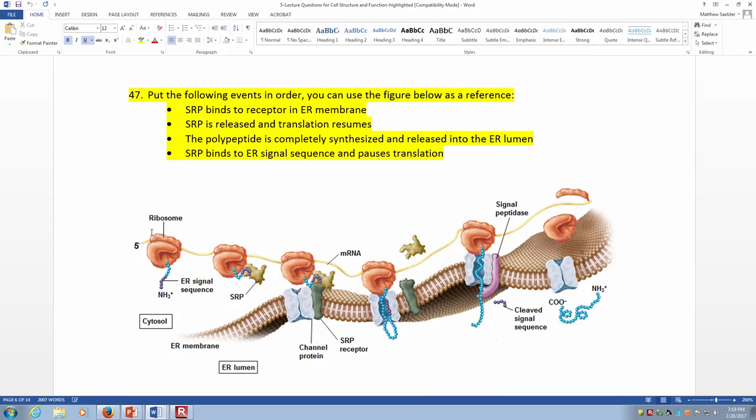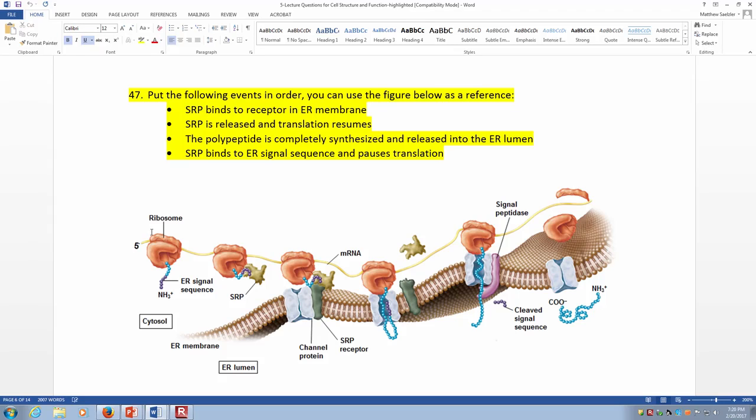But can you put the events in order? Those are all the events that happen in co-translational sorting to the ER. What's the first thing, then second thing, and obviously third and fourth? So is the last one the first thing? Yes. The last thing listed, SRP binds to the ER signal sequence and pauses translation, is this step right here.